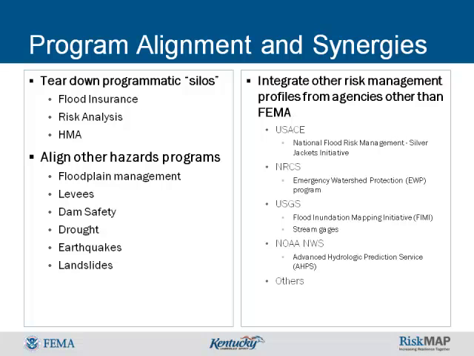In addition, FEMA is communicating with other federal and state agencies that provide risk management services or emergency management services. This includes the United States Army Corps of Engineers, the Natural Resources Conservation Service, the United States Geological Survey, and the National Oceanic and Atmospheric Administration, or the National Weather Service. The Army Corps of Engineers created the Silver Jackets to improve communication and collaboration between state and federal agencies to reduce the risk of flooding and other natural disasters. There is an active Silver Jackets group in the Commonwealth.